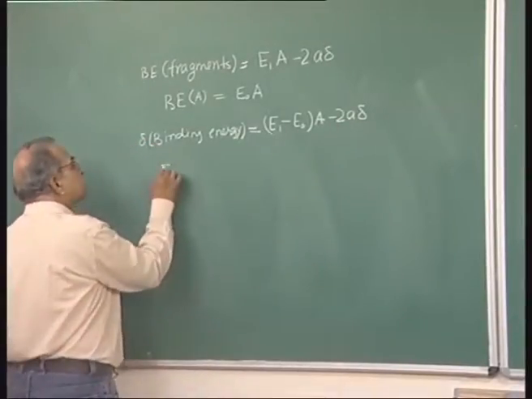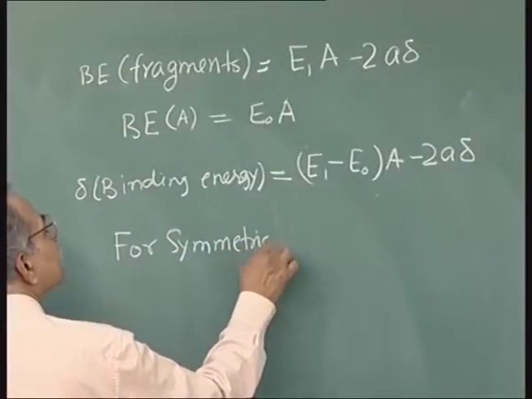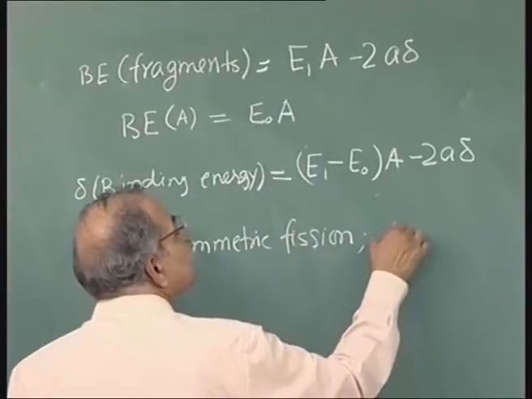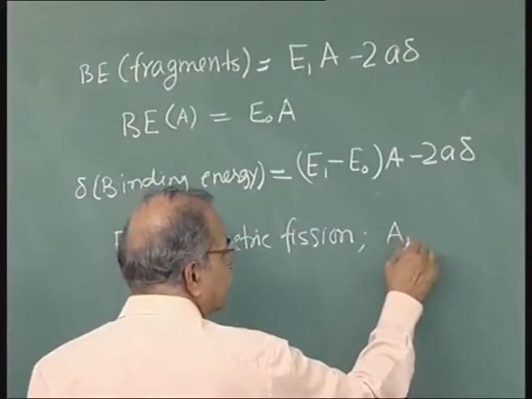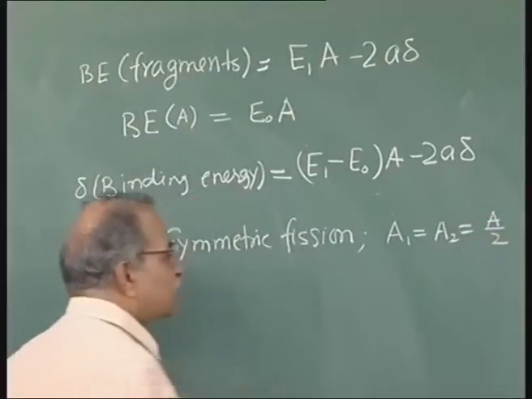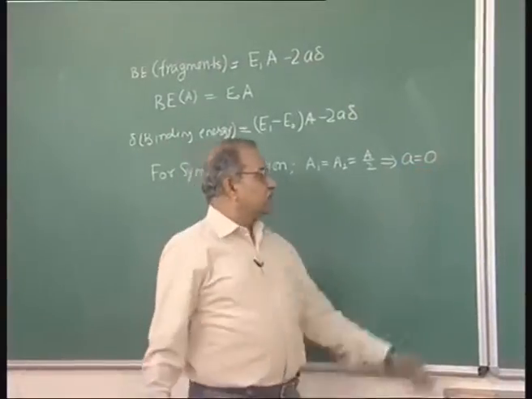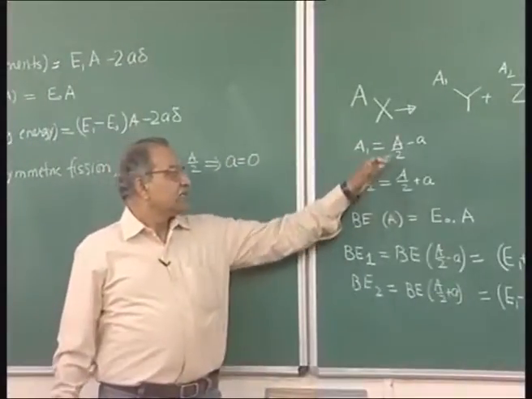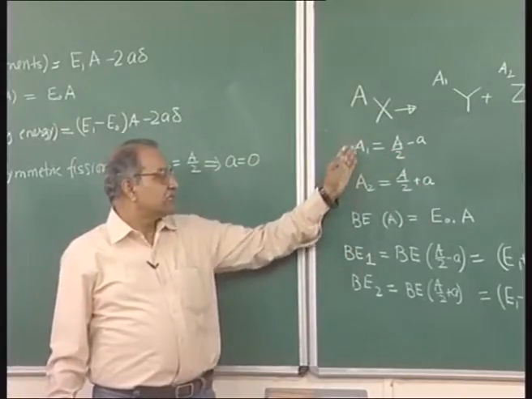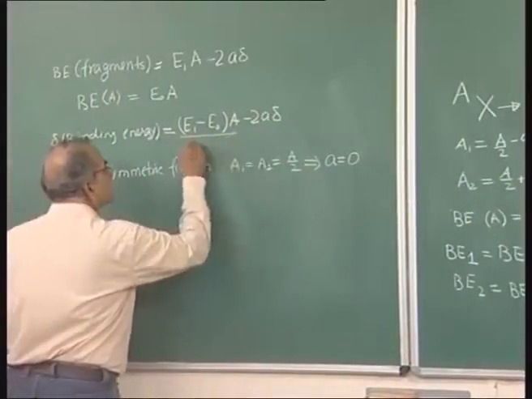For symmetric fission, symmetric fission means the two fragments are just equal, A1 equal to A2 and equal to A by 2, that is symmetric fission, and that means small a is 0, right, because the two fragments A1 and A2 I had taken as A by 2 minus a and A by 2 plus a. Symmetric fission means these mass numbers are equal, and so the small a is 0. Then you have largest energy release.